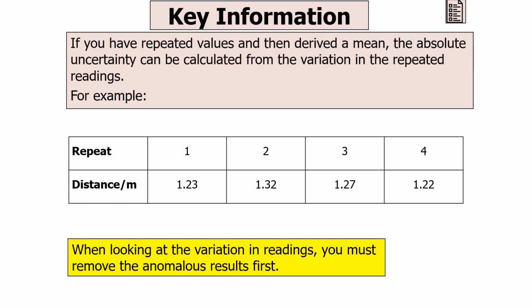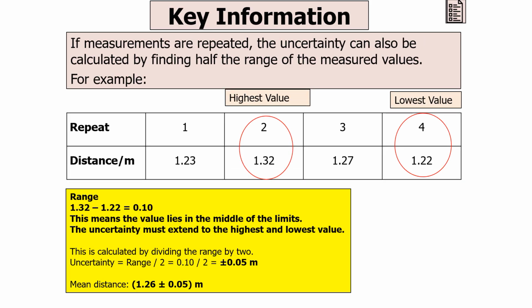So in this particular example, you find the highest value, which is 1.32, you find the lowest value, which is 1.22. So this means that the value lies in the middle of these two numbers, these limits. So the uncertainty must extend to the highest value and the lowest value. Therefore we can find the uncertainty by getting the range and dividing it by 2. The range here is 0.10, we divide it by 2 and we get 0.05. So our mean distance is the average value, 1.23, plus or minus 0.05.